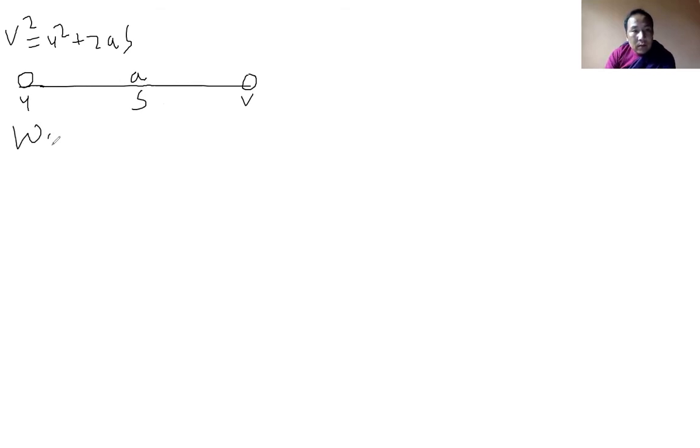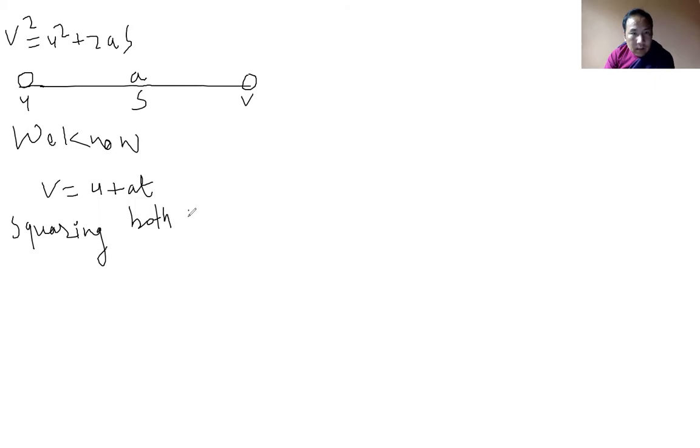We know this formula is very important to us, v equal to u plus at. This is the first equation of motion we have proved. Now this formula we already know, v equal to u plus at. So here is v, but we need v square. That means we need the square of this. So that's why what we do is squaring both sides.